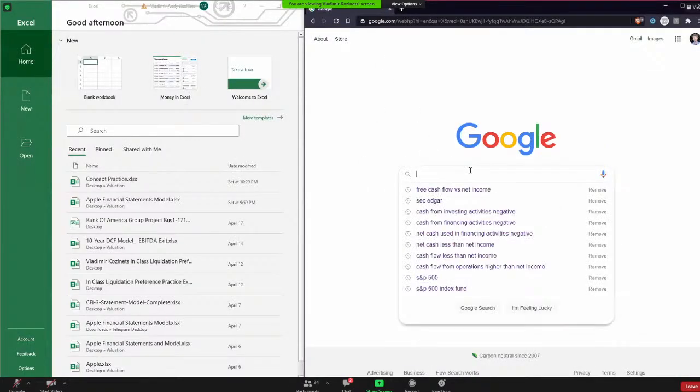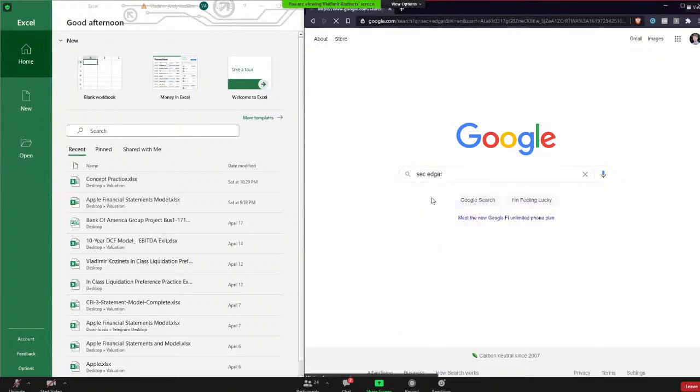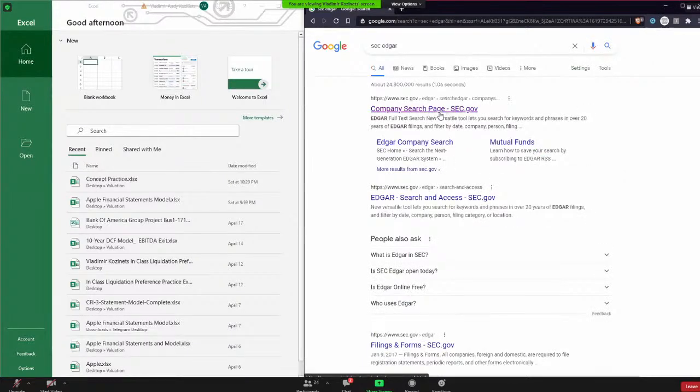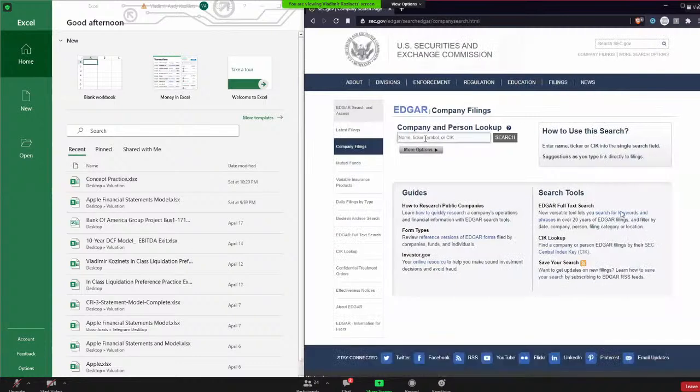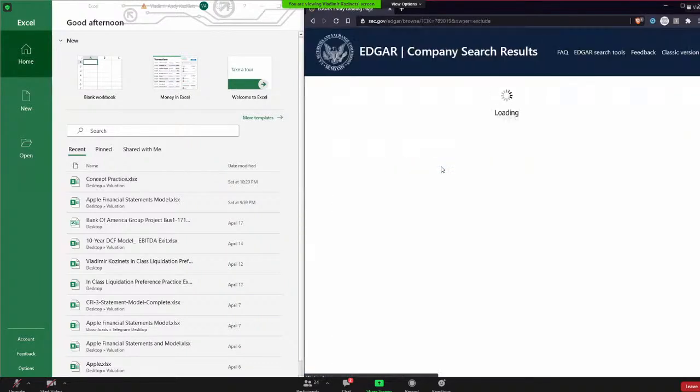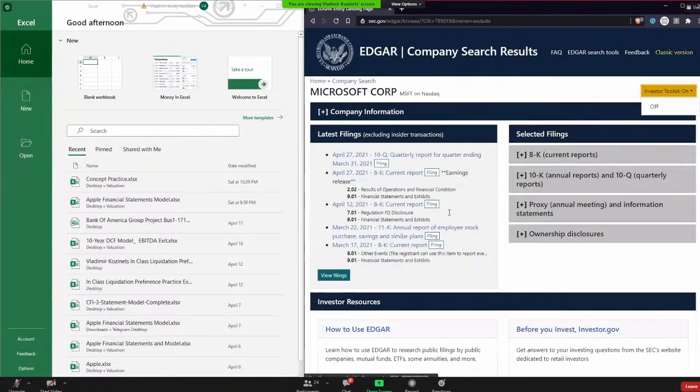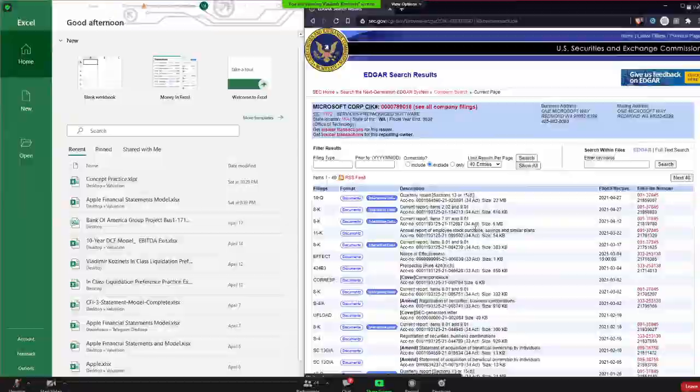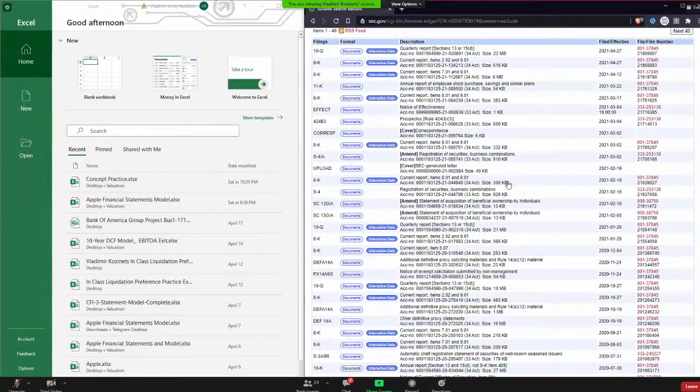So first off, from Google, you can just look up the SEC company search page. You could just look up SEC Edgar on Google. And you click on it, and here you type in the name or ticker symbol of the company. So we're going to do Microsoft today. And then I like to see the classic version of this. And here's the financial filings. And let's go down to the 10K. The 10K is the annual report. So we're going to click on it.